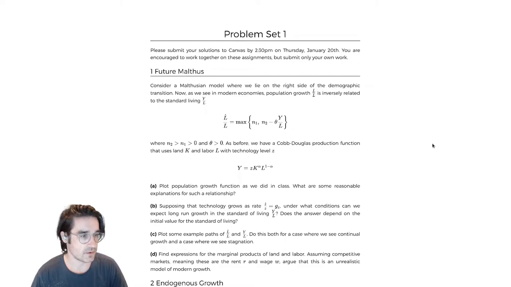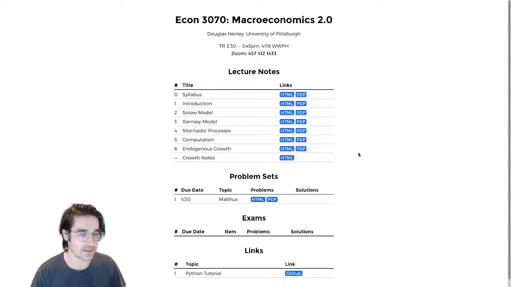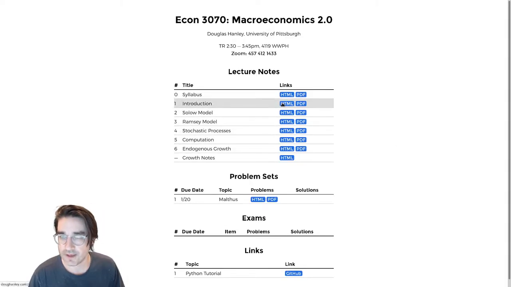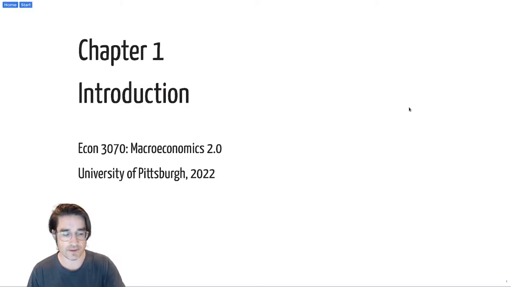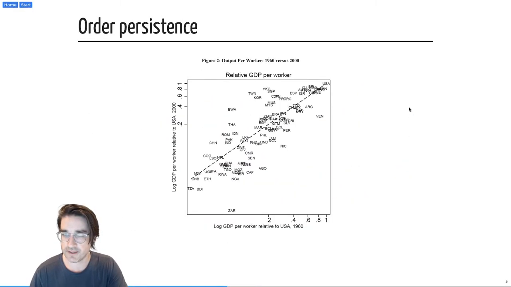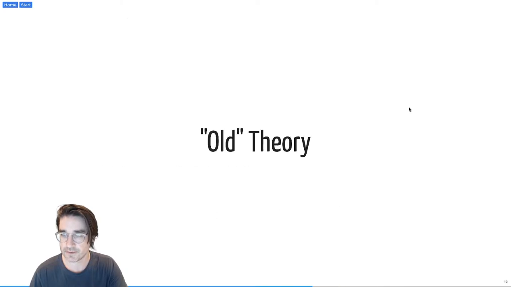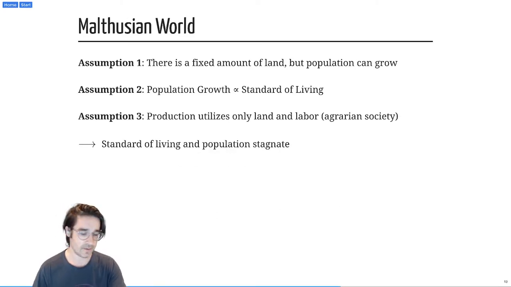All right, so let's get started with Malthus, because that's what the problem set's on, and I want to give you something to work with there. Okay, so we got all the history stuff done. Oops, okay, I went too far. Okay, so then we basically talked about Malthus a little bit, right?